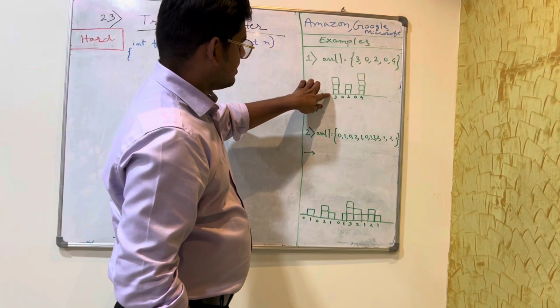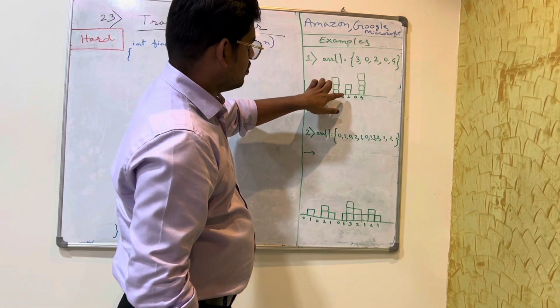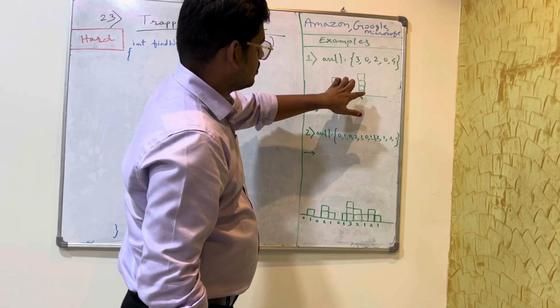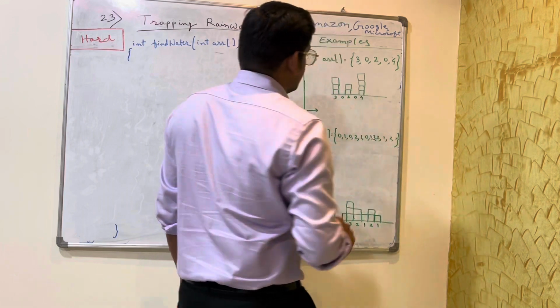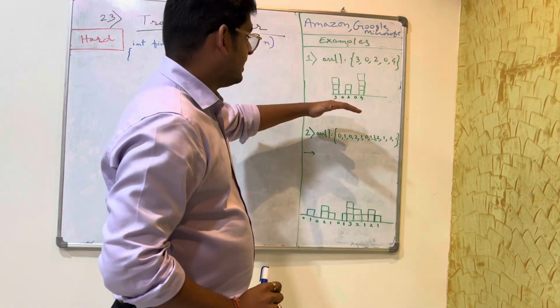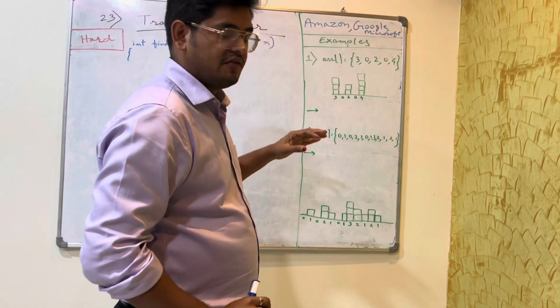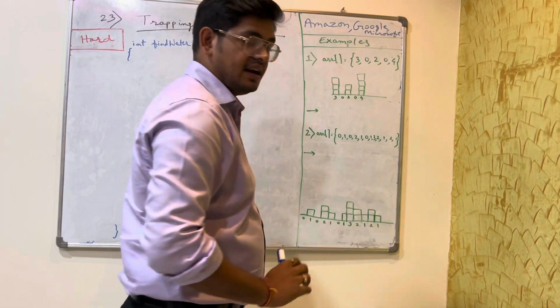So this bar has a length of 3, then no bar for 0, then 2, then 0, then 4. We need to find how much water this whole structure can contain whenever there is rain. How much rain can it trap?